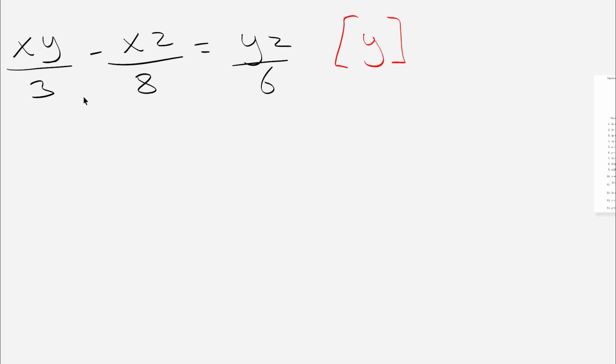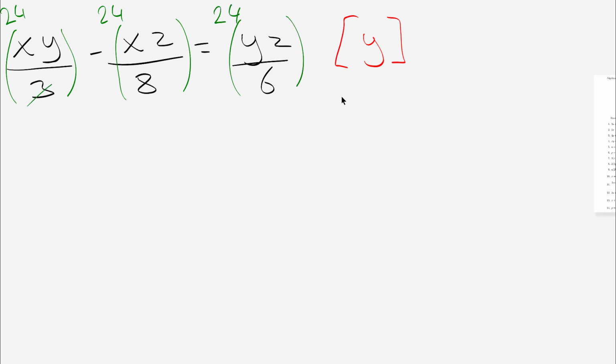So same again. We have an equation that has fractions in it. Our first step is to take each term and multiply it by the lowest common denominator in order to get rid of our fractions. So the lowest common denominator between 3, 8, and 6 in this case is going to be 24. So we take each term and we're going to multiply it by 24.